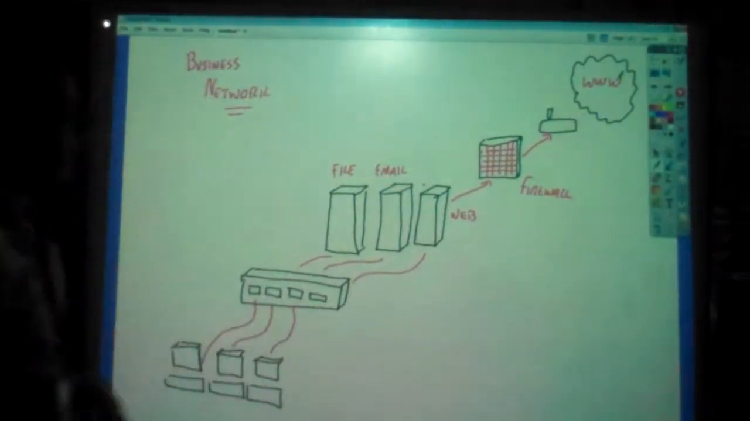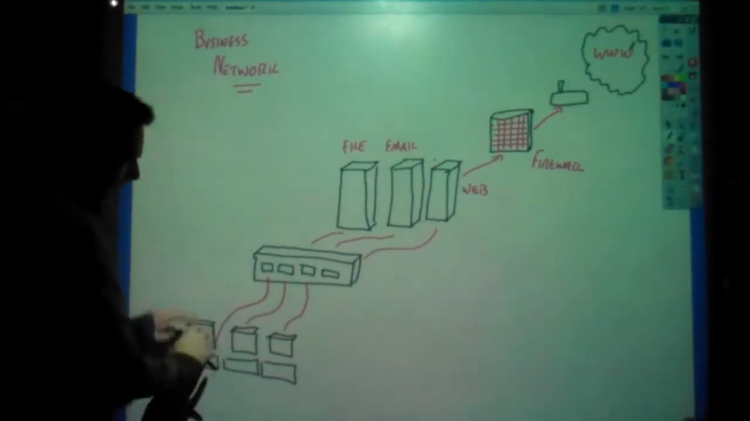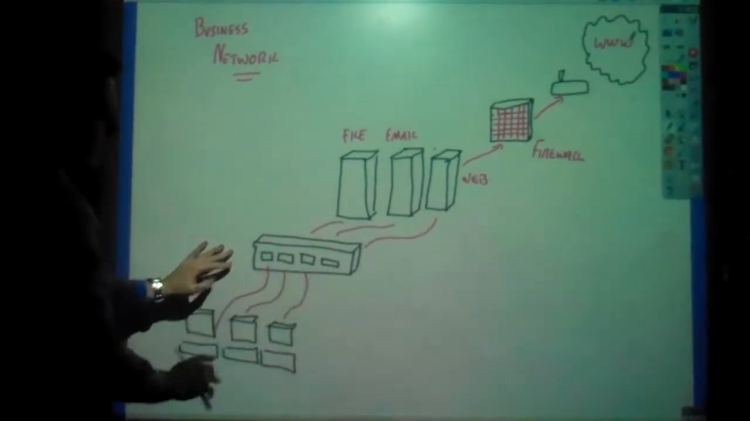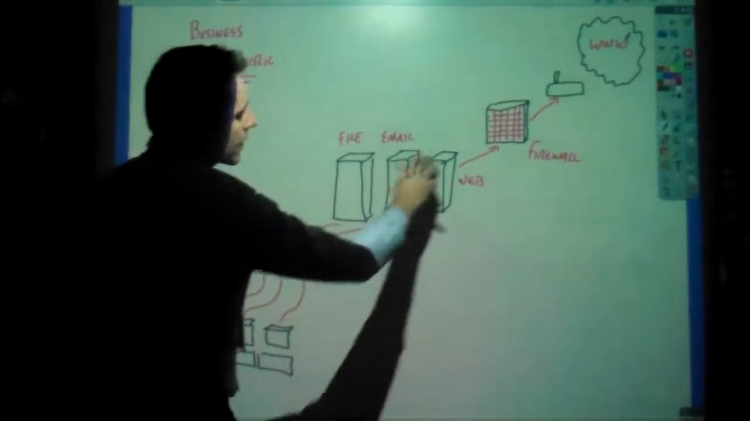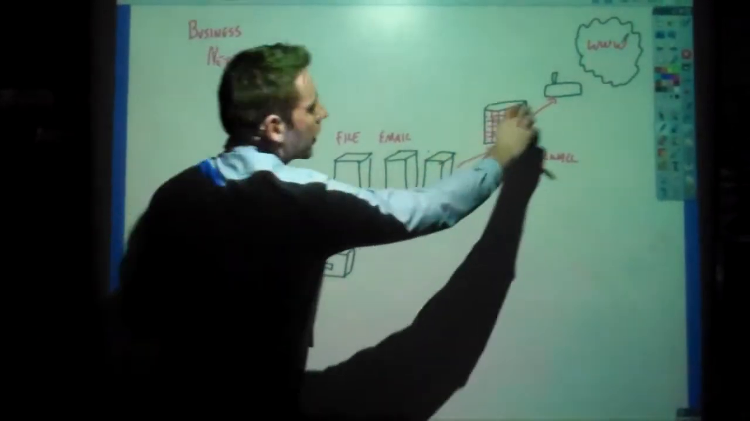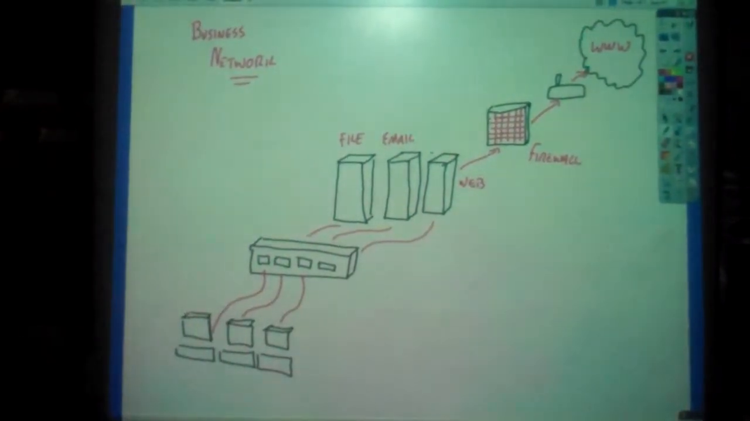Okay, so let me just go through that one more time. You've got the PCs that are connected to the switches. The switches then connect to the servers. The servers are connected to the firewall, which connects to the router, which gets the information from the outside world.